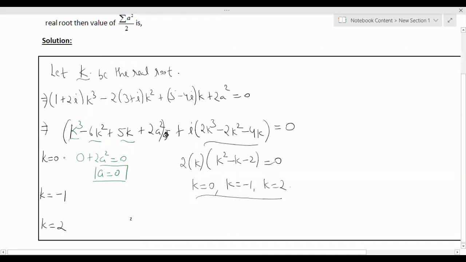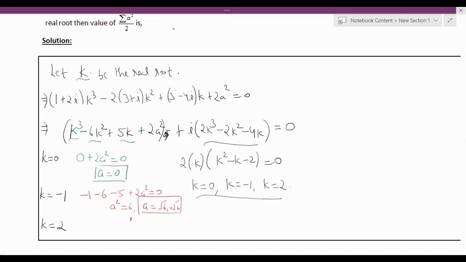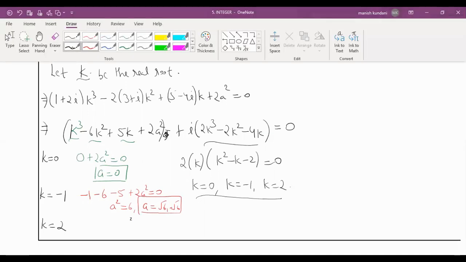Now when you put k equals to minus 1, let's see what we get. First term will be minus 1, second term will be minus 6, third term will be minus 5, plus 2a square equals to 0. So you will have a square equals to 6, and now you are getting two values of a, root 6 and minus root 6. So another 2 values which will satisfy for k being real, a as plus root 6 as well as minus root 6.